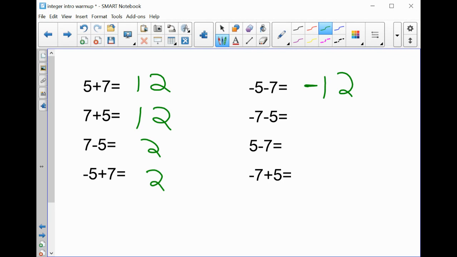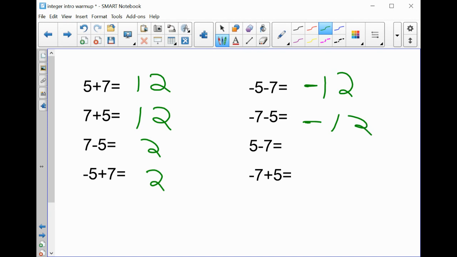Okay? This next problem is the same thing as the one above it right here, just, again, commutative property, right? We're switching the 7 and the 5. Okay? So, same signs, add them, keep that sign.